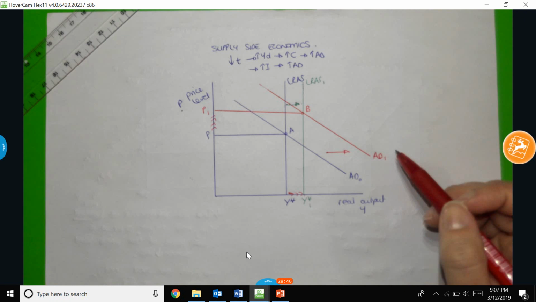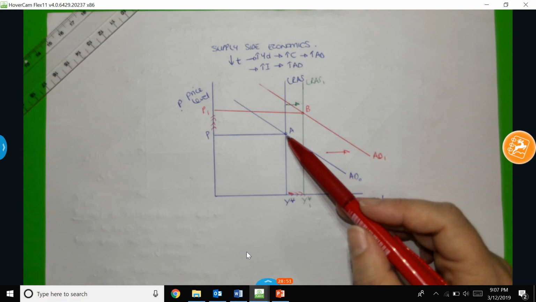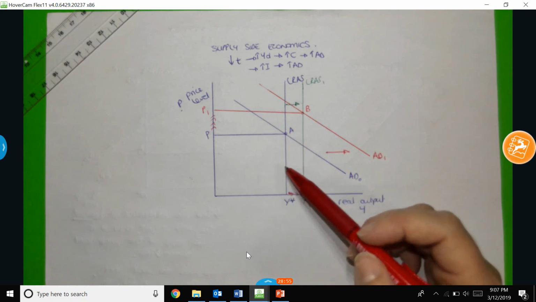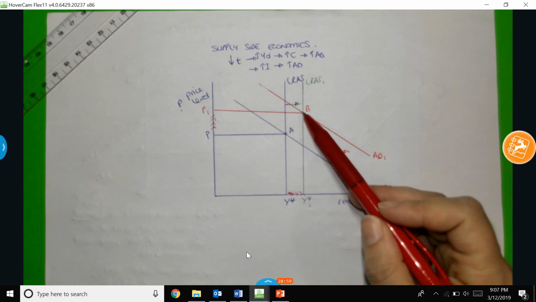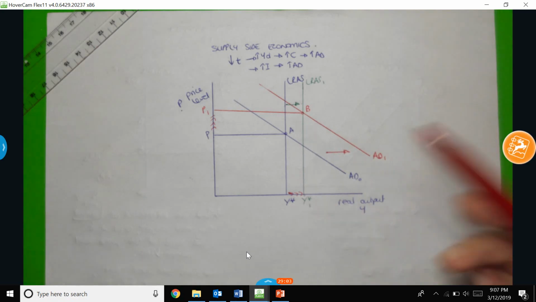And so tax cuts are not the cure-all in terms of being able to increase output with a negligible effect on prices. In fact, tax cuts often have quite a big positive effect on prices. They raise prices, and they don't affect the level of output that much.